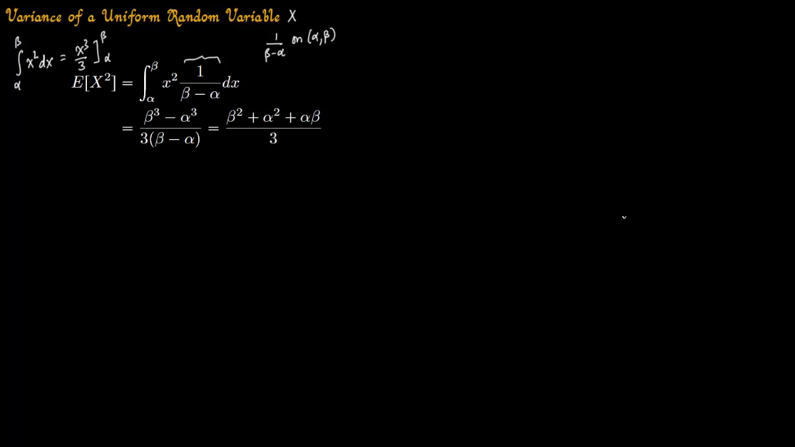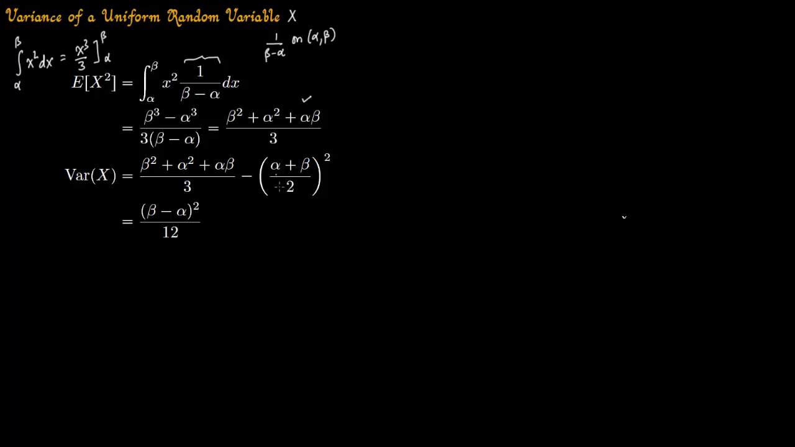So variance of x is expectation of x square, that is this, minus expectation of x squared. So you know that if x is a uniform random variable, then expectation of x is nothing but midpoint of this interval, and the midpoint is alpha plus beta divided by 2. So you have expectation of x squared here, so that is why you have alpha plus beta by 2 squared. So you do the computation, you get beta minus alpha squared by 12.